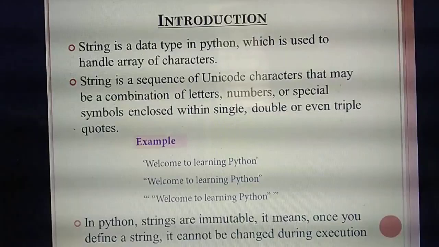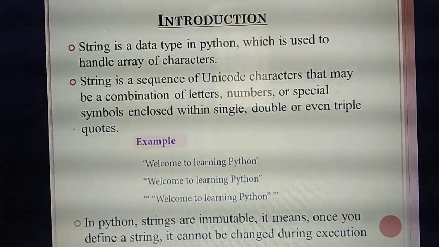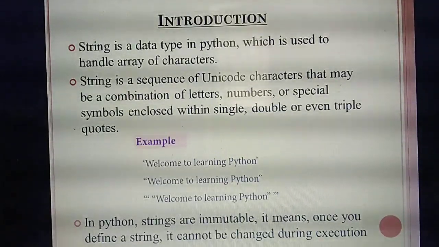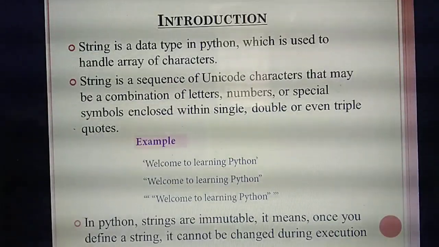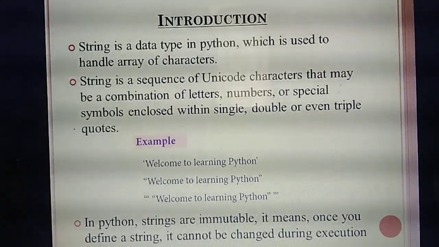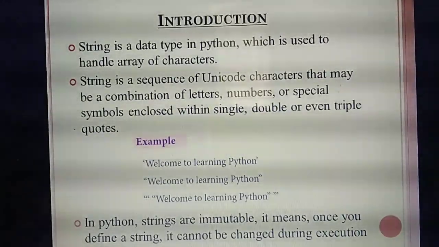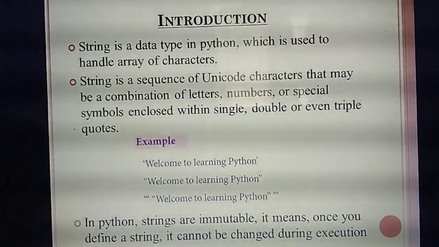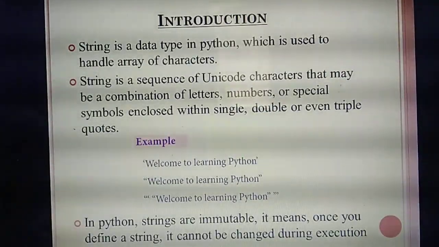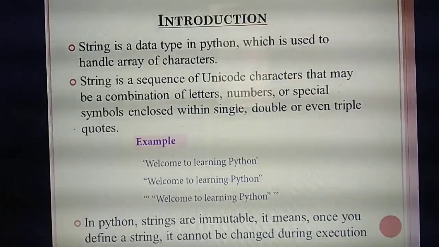For example, A, B, C, D. Separately we call them characters. A word, for example, introduction or welcome or computer. A collection of characters we call a string. So it will handle an array of characters. That's the meaning. Array of characters.